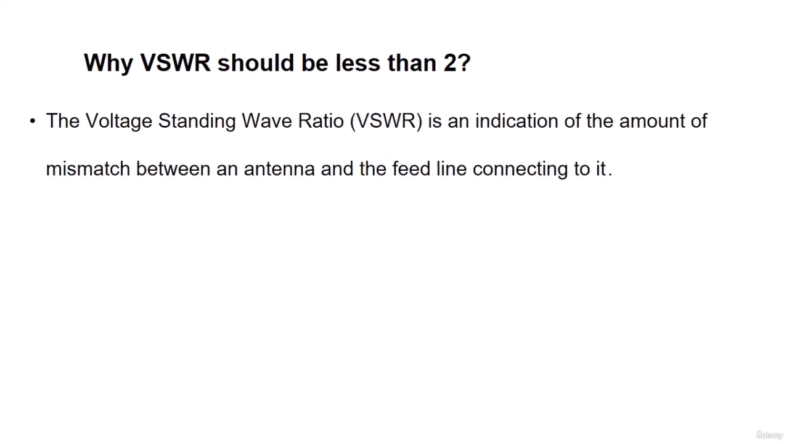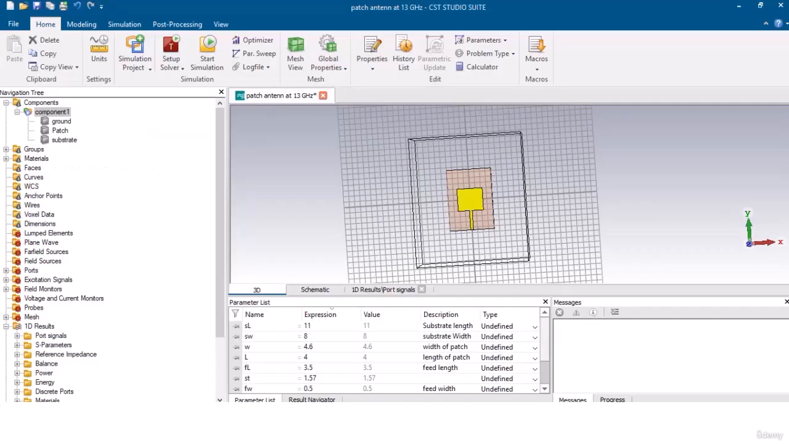The voltage standing wave ratio concerns the voltage signal which propagates through the feed line, and if there is a mismatch, some portion of that signal reflects back, which creates standing waves. We call that the voltage standing wave ratio, and it should always be less than 2. It is an indication of the amount of mismatch between the antenna and the feed line connected to it. So if its value is high, it means that more of the signal is reflected back.